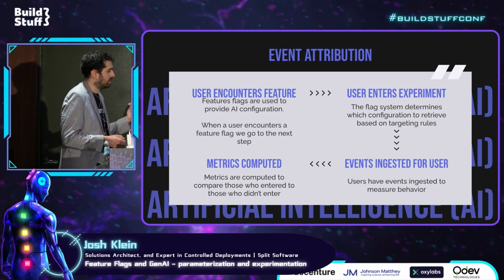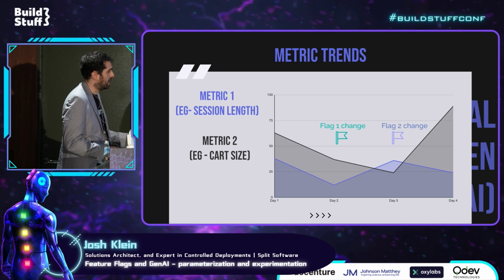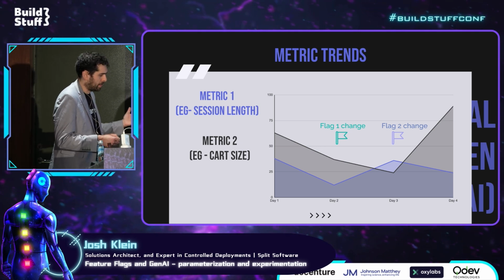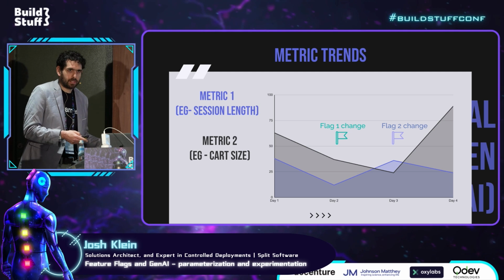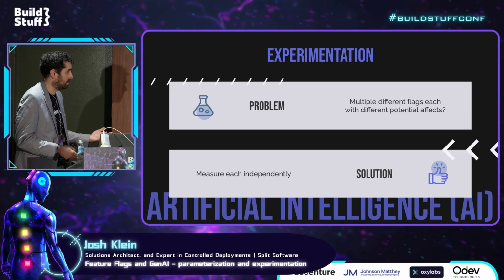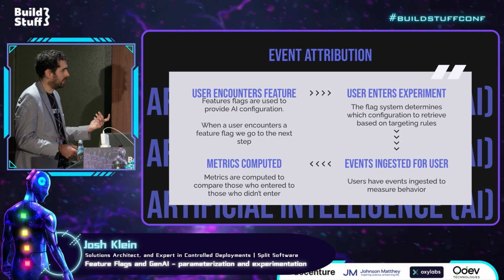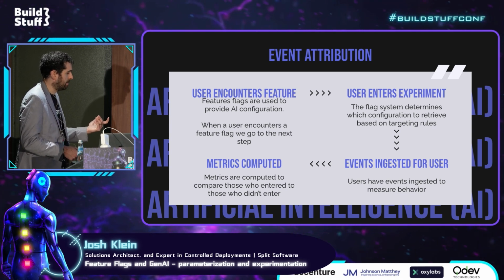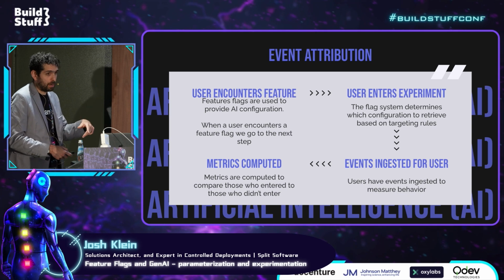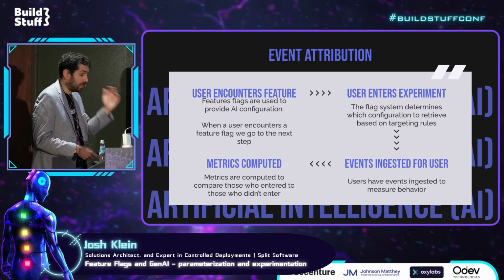But you can't do that based upon just combined data, because different code is executed for different users. So you basically have to compare the metrics for the users who entered the experiment versus those who didn't, and you can do this for each individual feature flag.